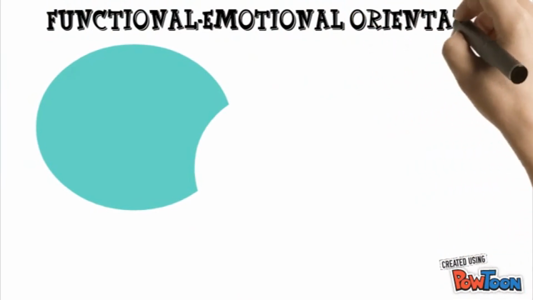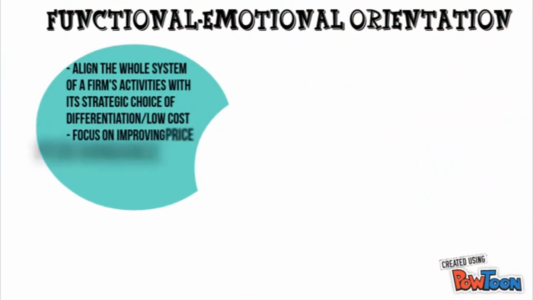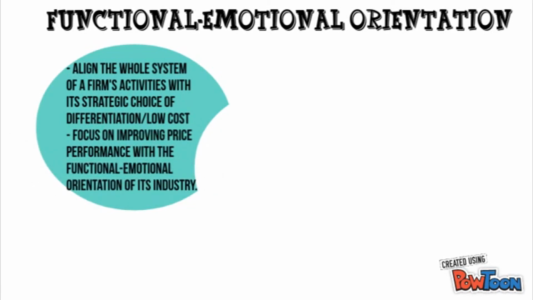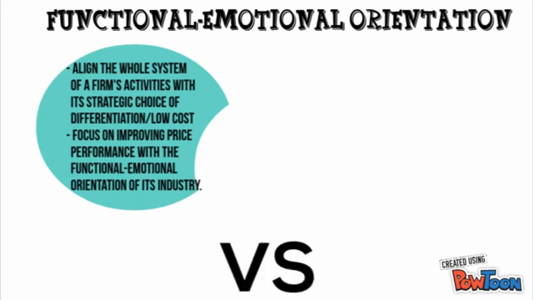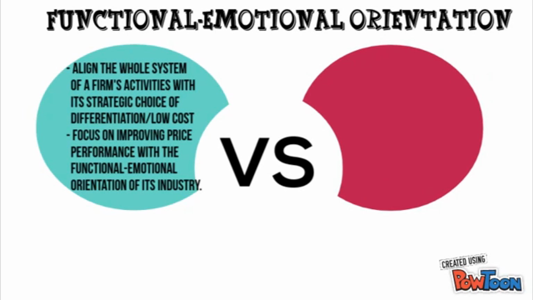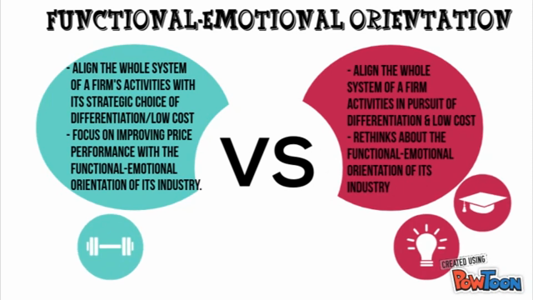Then for functional-emotional orientation, competitor analysis aligns the whole system of a firm's activities with its strategic choice of differentiation or low cost. They also focus on improving price performance within the functional-emotional orientation of its industry. Although Blue Ocean strategy aligns the whole system of a firm's activities in pursuit of differentiation and low cost, they rethink the functional-emotional orientation of its industry.